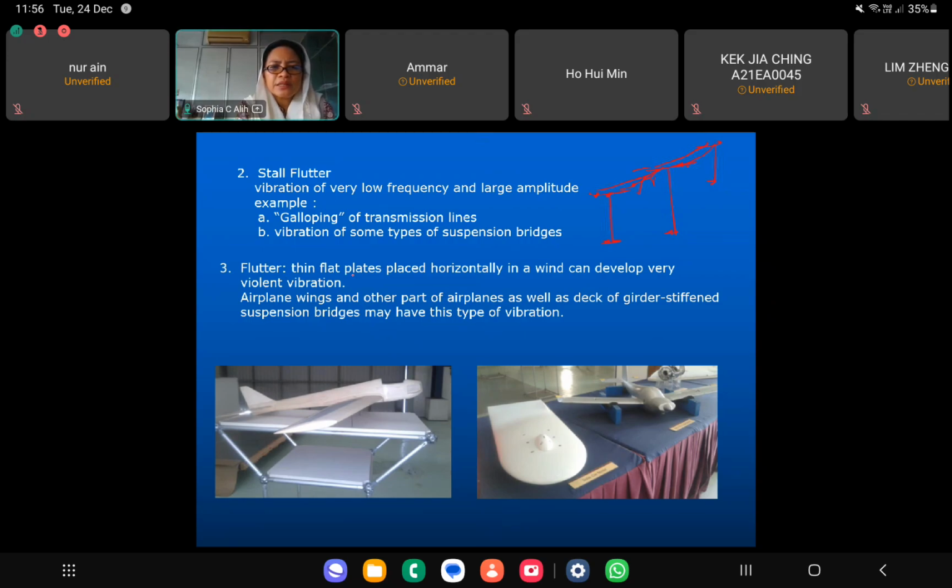The third one is the flutter. The flutter normally happens on thin plates, placed horizontally in the wind, that can develop violent vibrations. So it happens normally on airplane wings.